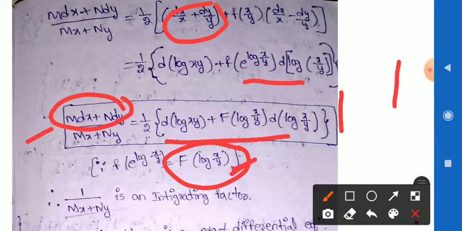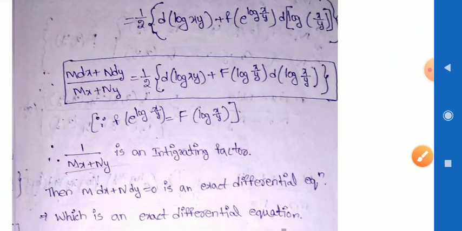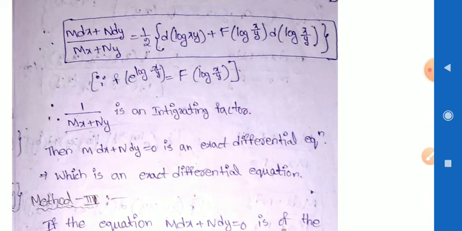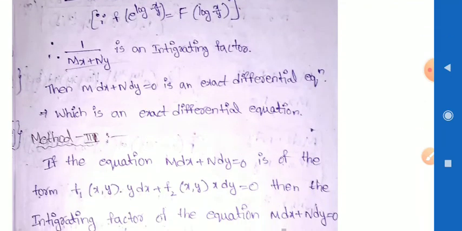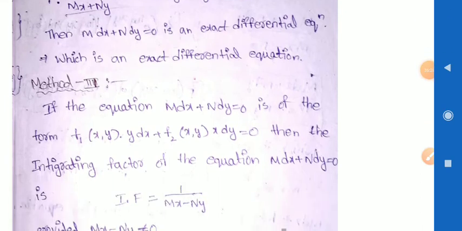Then we know that for any homogeneous differential equation we have an integrating factor. The integrating factor is 1 by Mx plus Ny. Now we have another method, method number 3.